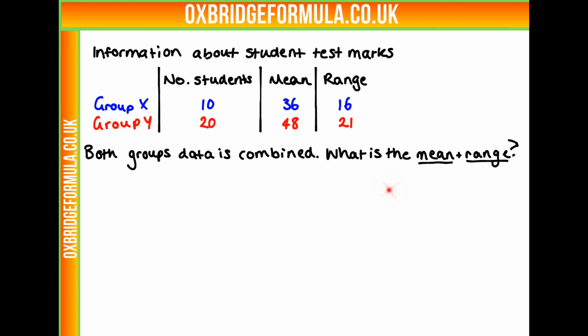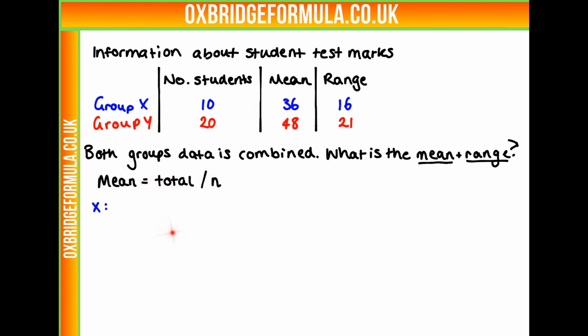How do we calculate mean in general? Well, the mean is the total of whatever group we're measuring, the total score, divided by n, which is the number of people in that group. So we know the means for each individual group. So this allows us to calculate the total score for each individual group, and we can then combine them.